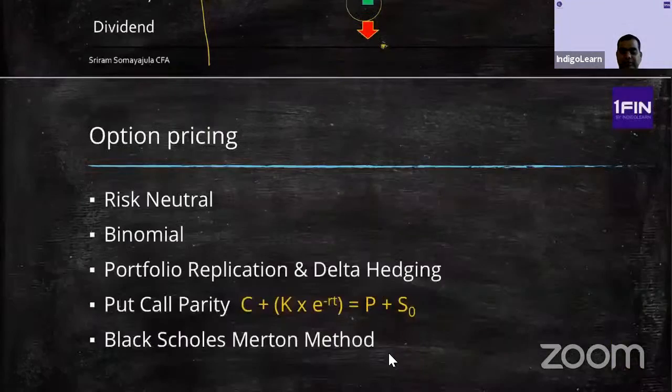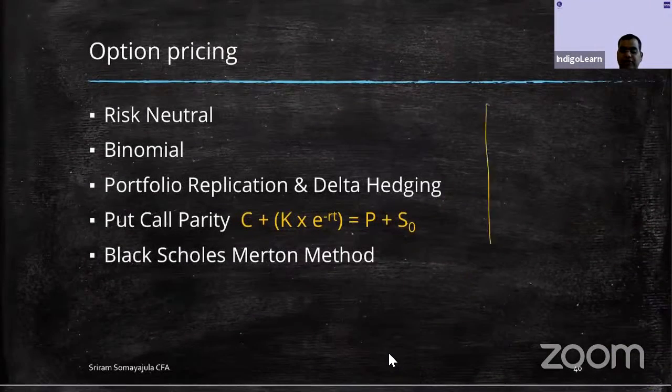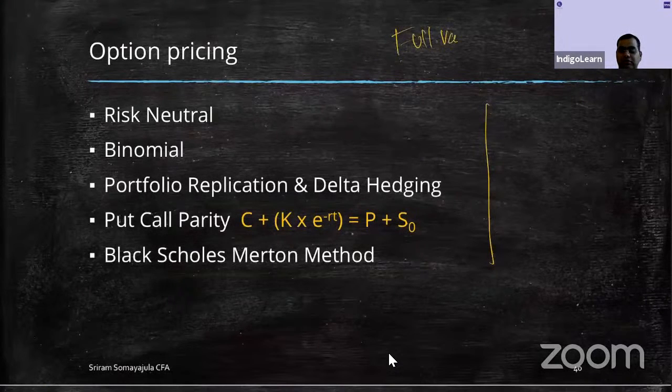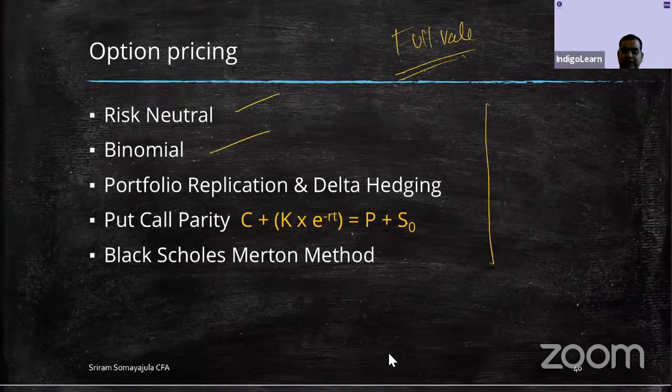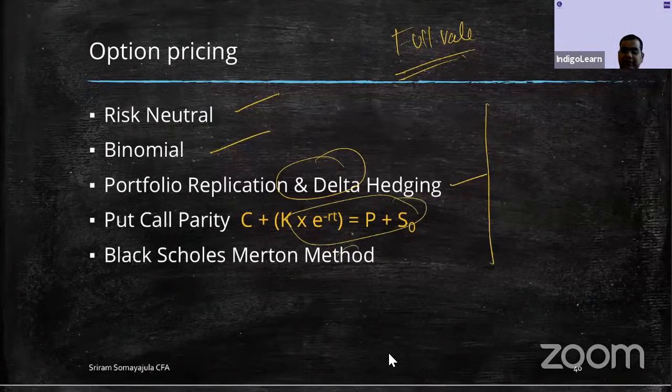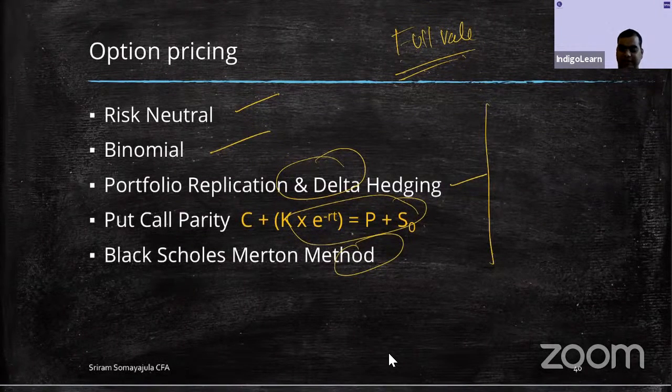Now, let us come to the most key part of options, which is how to value these options. You have 4 or 5 methods. One is the risk neutral method, one is the binomial method, one is portfolio replication or delta hedging. These two are interrelated. Then there is put call parity, and then there is the Black-Scholes method. Right now, this put call parity, unfortunately, in the new syllabus, they've not explained or given at all. It's there in the old syllabus, it is not there in the new syllabus. But this is something very key and important that you all need to know.